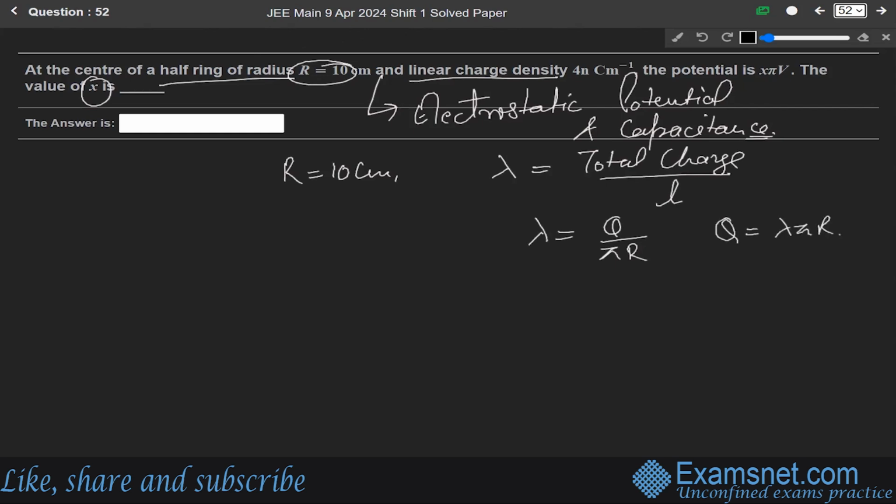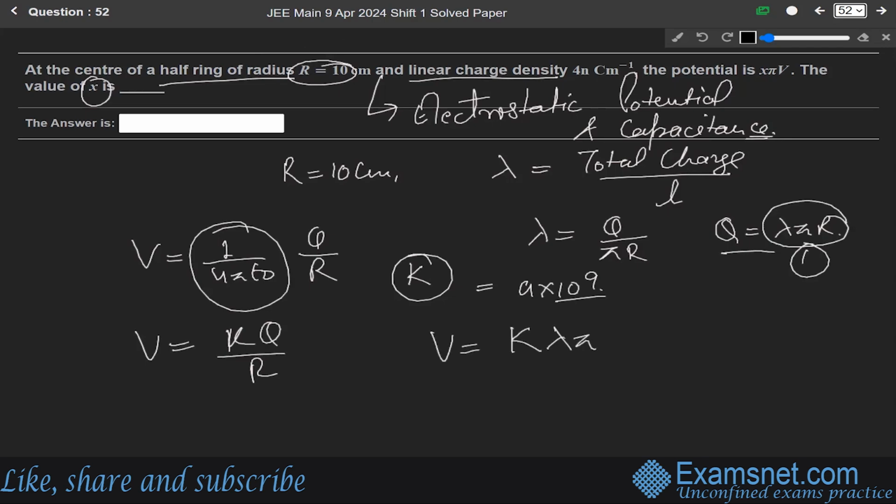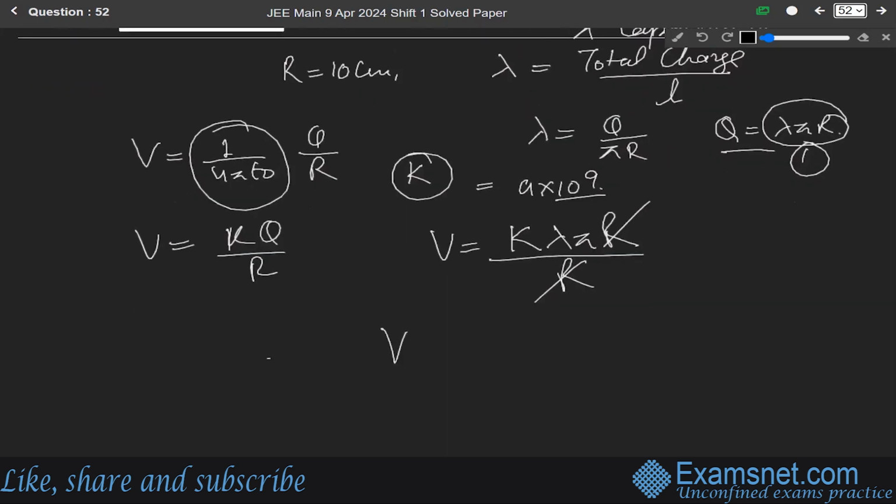Now we know that the potential for a half ring is equal to 1 over 4 pi epsilon naught times charge over radius, and this 1 over 4 pi epsilon naught we can write as constant K, and the value of K is 9 into 10 to the power 9. So we can write potential V as KQ over R. Let us say this is equation number 1. From equation number 1, we can write Q as lambda pi R, so just substitute lambda pi R in place of Q. So V equals to K lambda pi R over R. Cancelling out R from numerator and denominator, we get potential V equals to K lambda pi.